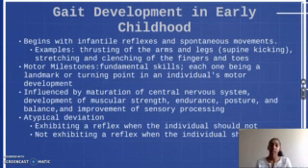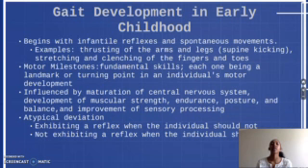Gait development starts in early childhood. It begins in the infantile reflexes and spontaneous movements. Examples are thrusting of the arms and legs. The thrusting of the legs while lying on the back is also known as supine kicking. And then we have stretching and clenching of the fingers and toes.